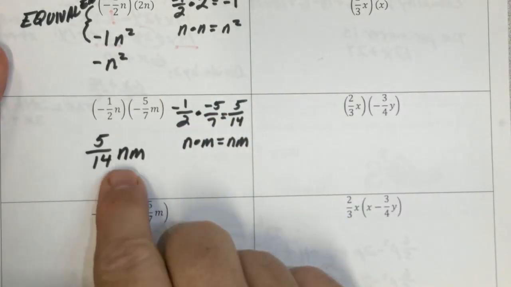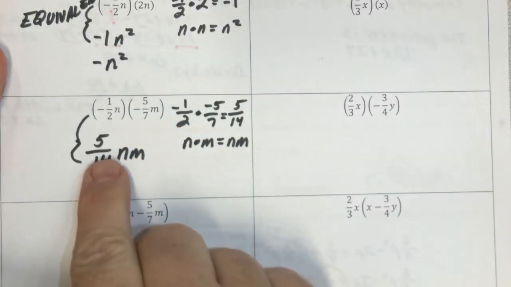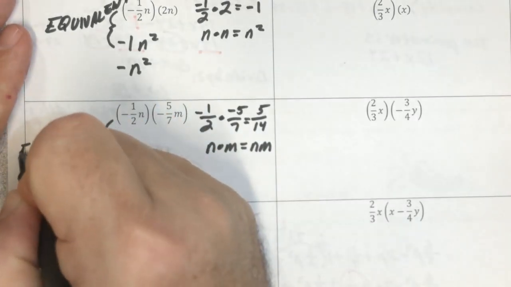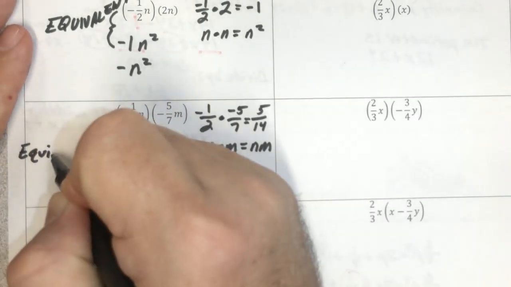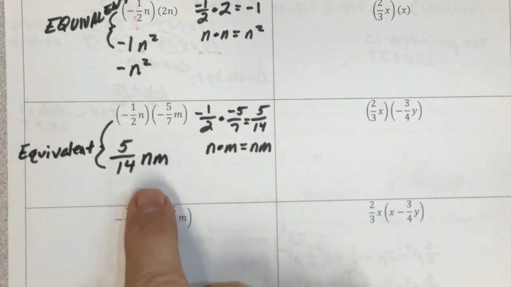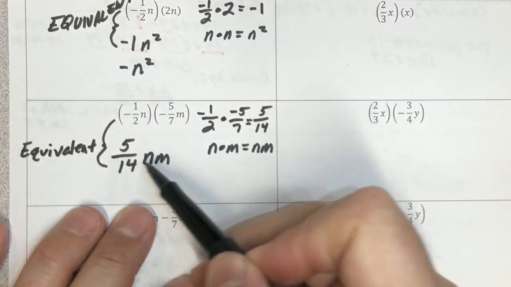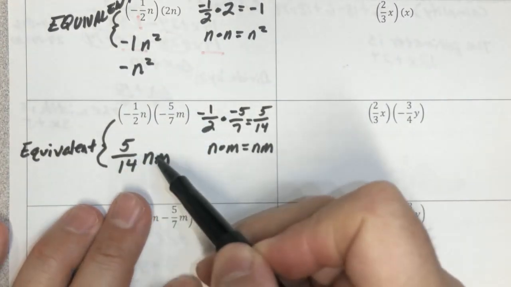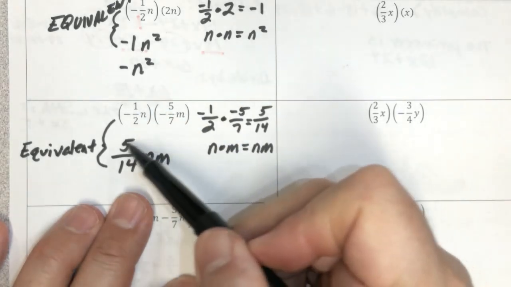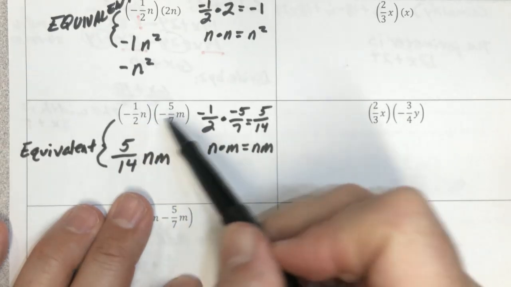Again, make sure you understand that this expression and our answer are equivalent. That means they're the same thing, just a little different form. So this is actually the simplified version of this expression. Or you could say that this is the product of these two terms, or these two factors.